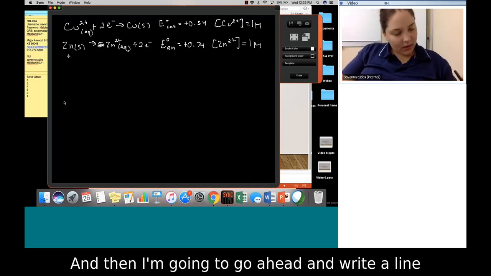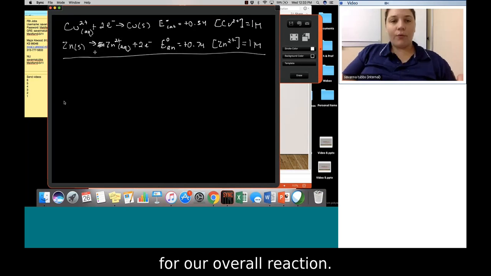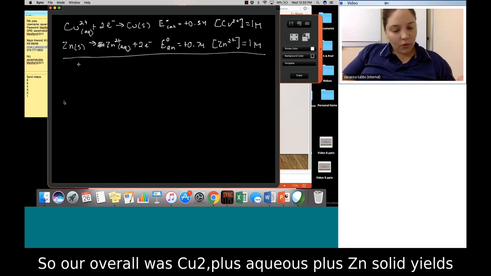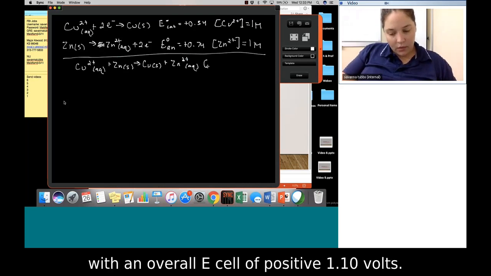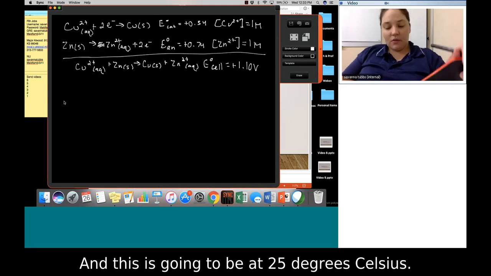And then I'm going to go ahead and write a line for our overall reaction. So our overall was Cu2+ aqueous plus Vn solid yields solid copper plus Vn2+ aqueous, with an overall cell potential, or E cell, of positive 1.10 volts. And this is going to be at 25 degrees Celsius.